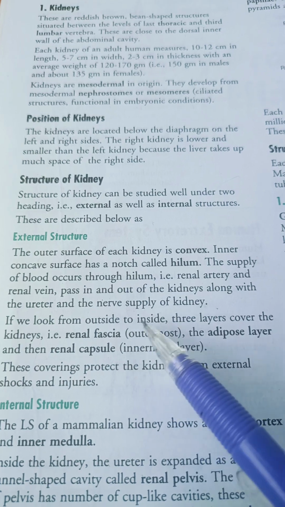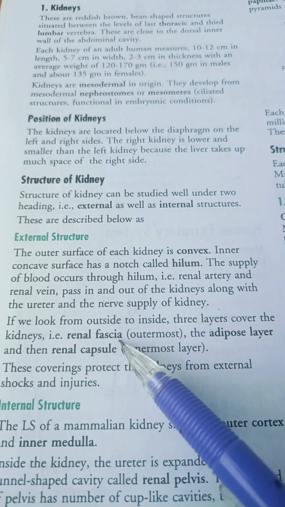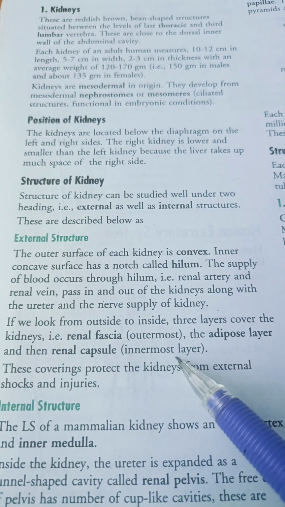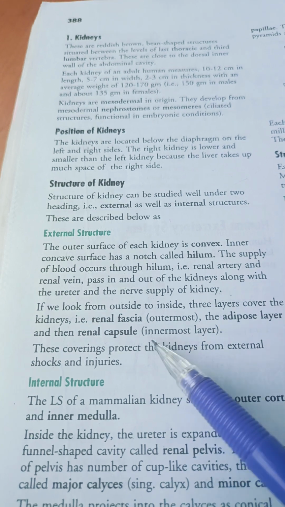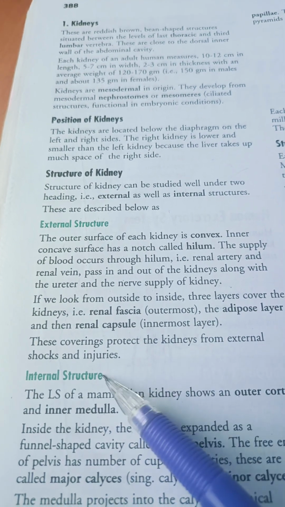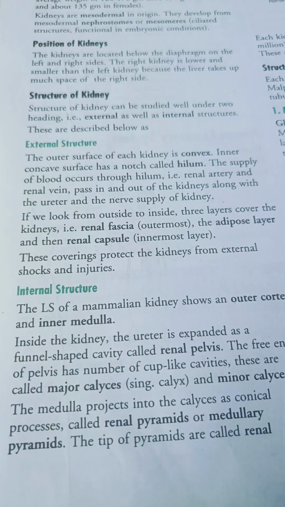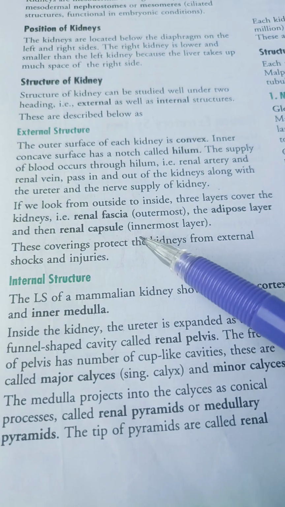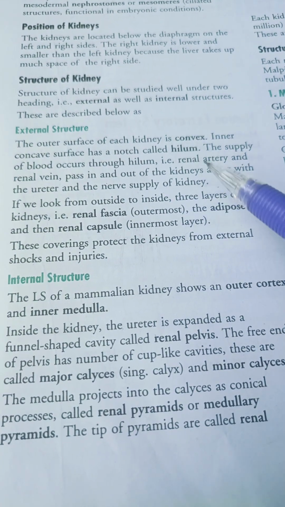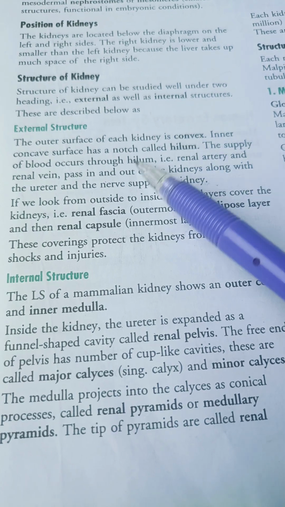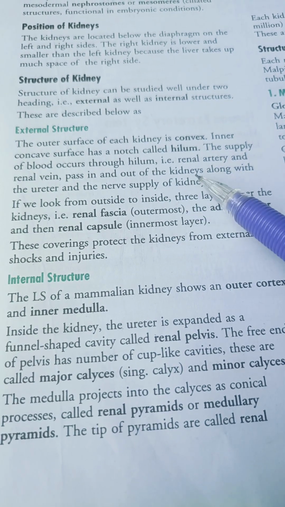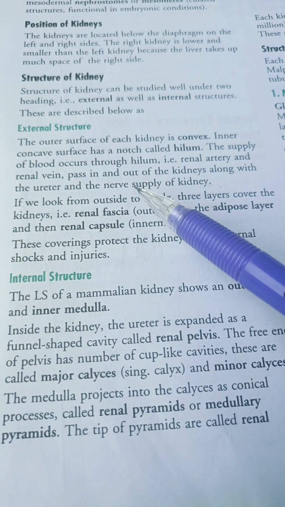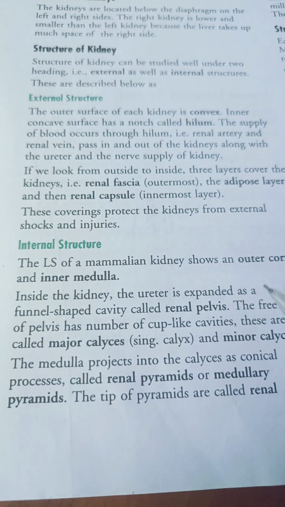If we look from outside to inside, 3 layers cover the kidney, that is, the renal fascia outermost, the adipose layer, and then the renal capsule, the innermost layer. These coverings protect the kidneys from external shocks and injuries. Now, this external structure consists of the renal fascia, adipose layer, and renal capsule, and convex and concave surfaces. Convex is outer, concave is inner. The inner is also called the hilum, from where the renal vein, artery, and ureter pass. Now we will see the internal structure.